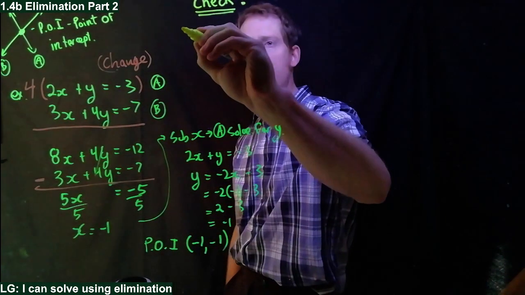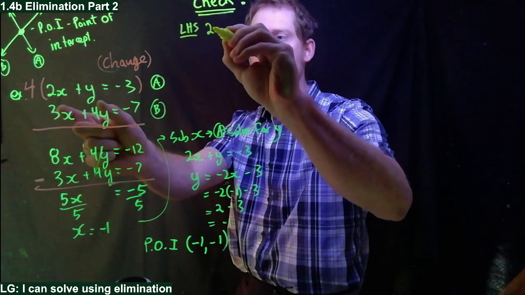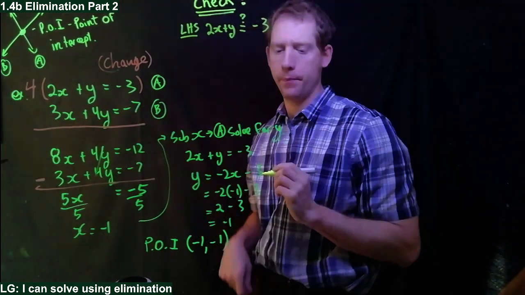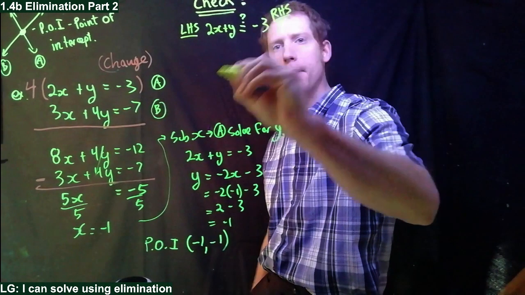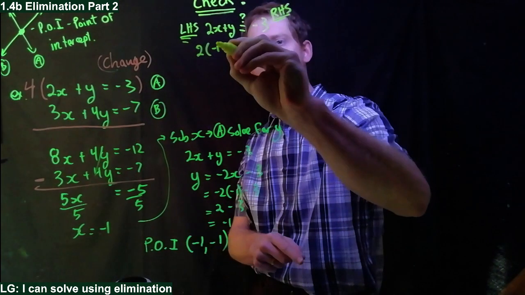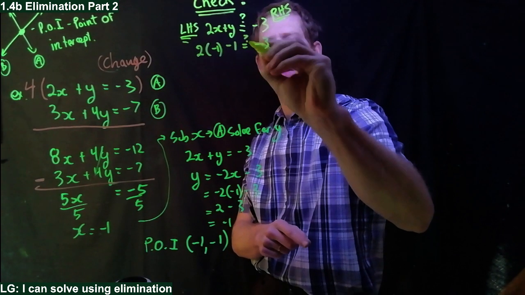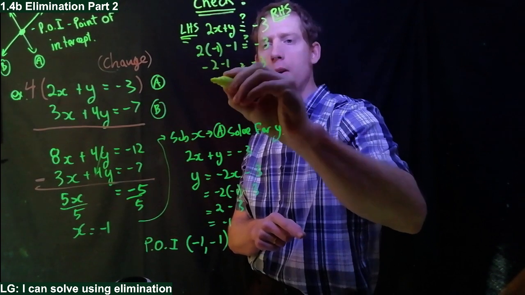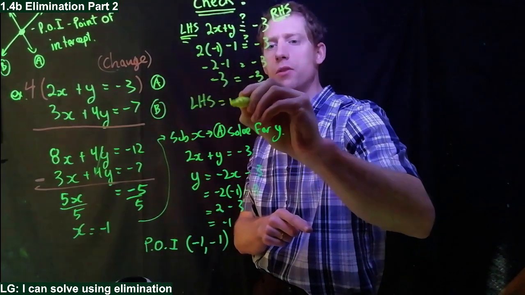Yeah, you would have the left-hand side of your equation, 2x plus y. Does that equal -3? This is the right-hand side. Do these equal? So I could put 2 times -1 plus -1. Does that equal -3? Let's have a try. We have -2 minus 1, -3 is equal to -3. The left-hand side is equal to the right-hand side.